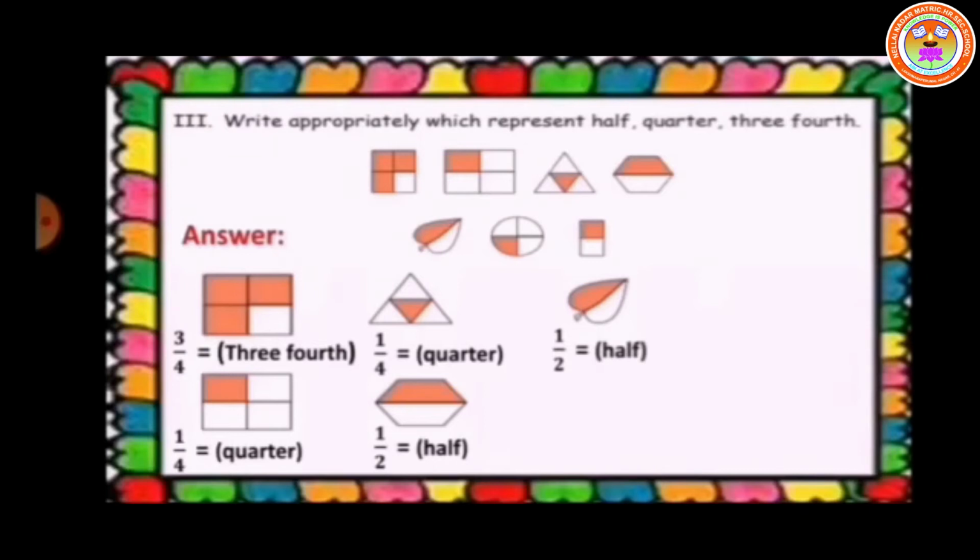Next picture, in this circle, only one part is colored among 4 parts, so this represents 1 by 4, that is quarter. And in the last picture, one part is shaded among 2, so this represents 1 by 2 or half.